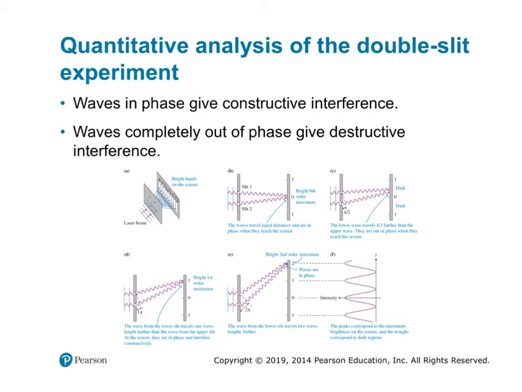On this slide, we're going to get into a quantitative analysis of this. We're going to try to develop a mathematical expression that lets us understand where those bright spots and dark spots are going to occur, based on some parameters of the laser and the positioning of the double slit versus where the screen is located.